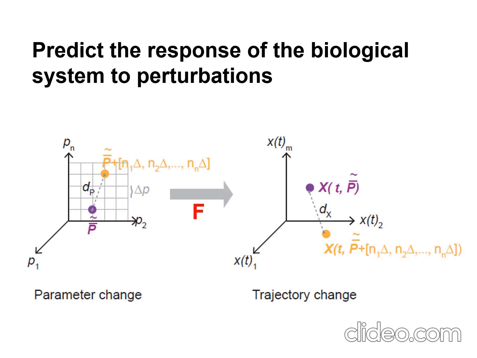We would like to be able to predict the response of our biological system to different types of perturbations. So again, framing it back in dynamical systems terminology, what we would like to do is to map the space of perturbations to the space of trajectories of phenotypes.